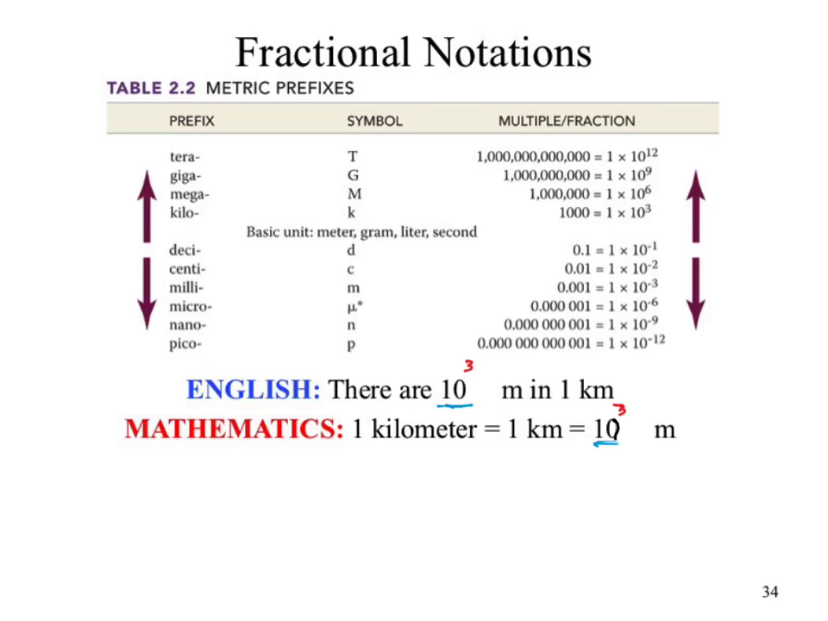So, the last step: how do I convert this into something useful? What if I divide this side by kilometers, by 1 kilometer? What would I have to do? I have to divide on both sides, right? What is 1 kilometer over 1 kilometer? 1. Can't simplify the other side, 10 to the third meters over 1 kilometer. And now we have a useful format.